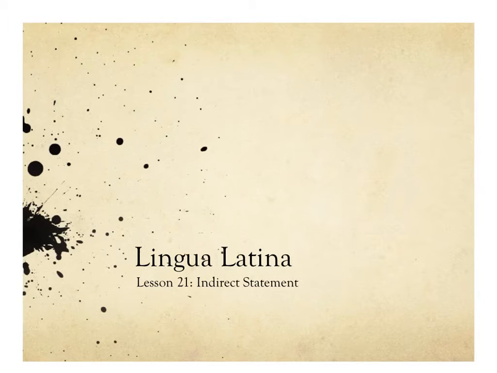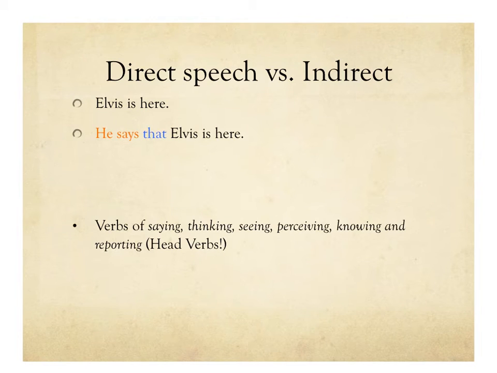So let's get started. The first thing we need to talk about is the difference between direct speech and indirect speech. So, for example, direct speech would be "Elvis is here." That is just a statement of fact if Elvis is in the building. Elvis is here. But an example of indirect speech would be to say, "He says that Elvis is here."